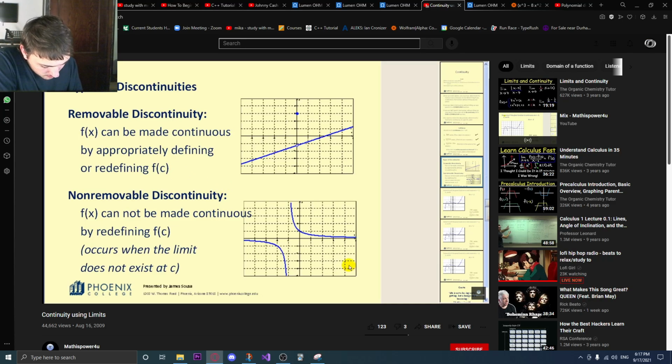Now this function could not be made continuous by redefining a single point. You can see here that it has a vertical asymptote. This is called non-removable discontinuity. f(x) cannot be made continuous by redefining f(c). This type of discontinuity occurs when the limit does not exist at c.